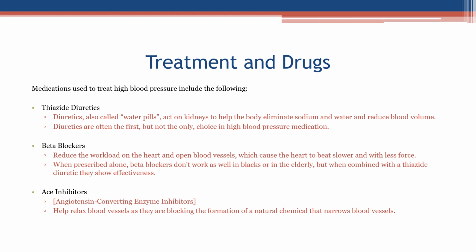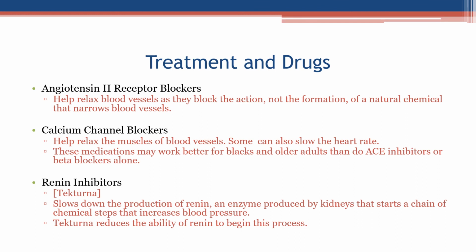ACE inhibitors. Angiotensin-converting enzyme inhibitors help relax blood vessels as they block the formation of a natural chemical that narrows blood vessels. Angiotensin II receptor blockers help relax blood vessels as they block the action, not the formation, of a natural chemical that narrows blood vessels. Calcium channel blockers help relax the muscles of blood vessels. Some can also slow the heart rate. These medications may work better for blacks and older adults than do ACE inhibitors or beta blockers alone.